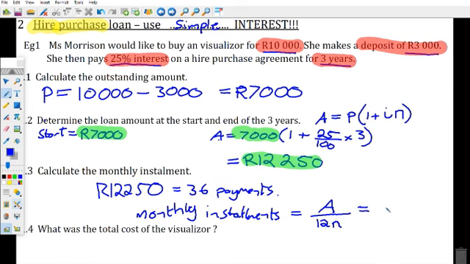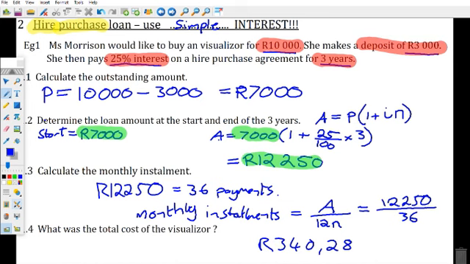Okay. So the monthly installment is going to be 12,250 divided by 36. So we take that divided by 36. Okay, so 340 Rand and 28 cents. Ah, you didn't round up. 28 cents, not 27.